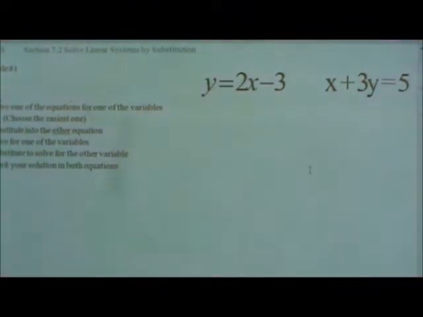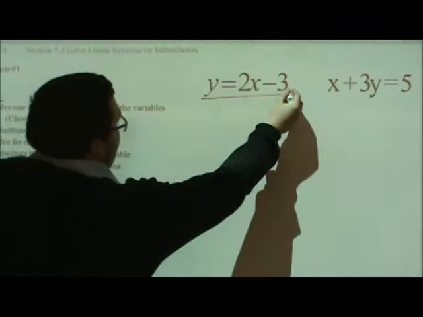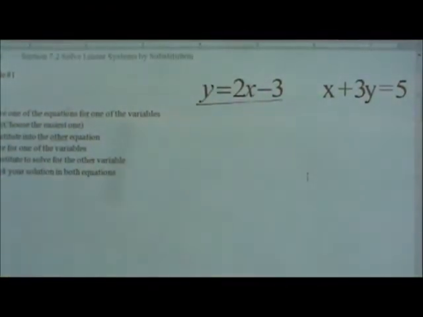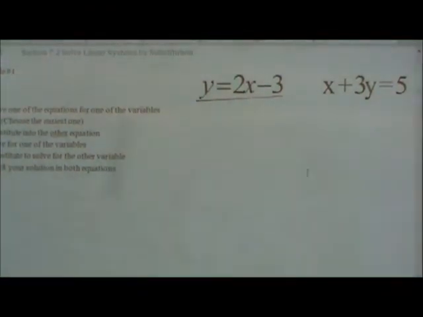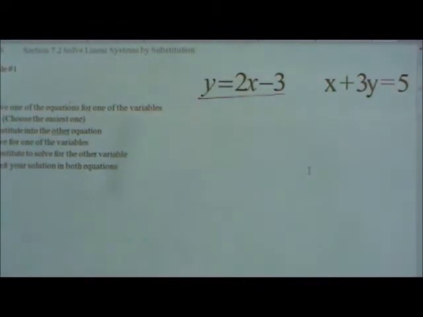For our first example, you can see that one of the equations is already solved for. y equals 2x minus 3 is already solved for. So it would be foolish for us to go any further and solve anything else. So step 1, this time, was already completed. Step 2, substitute into the other equation.